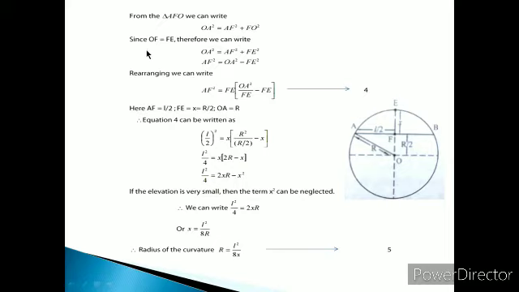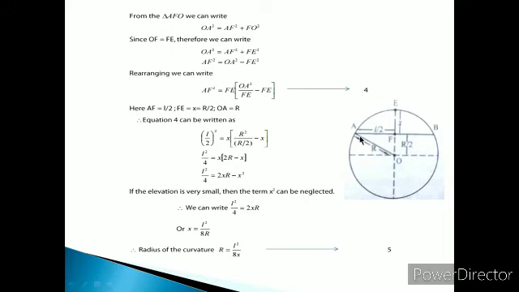Here OF is equal to FE. Here FE is nothing but x. Therefore, OA square is equal to AF square plus FE square. Instead of FO, we put FE. Therefore, AF square is equal to OA square minus FE square. Rearranging, AF square is equal to FE into OA square by FE minus FE. This is equation number 4. Here, AF is equal to L by 2 and FE is equal to x.